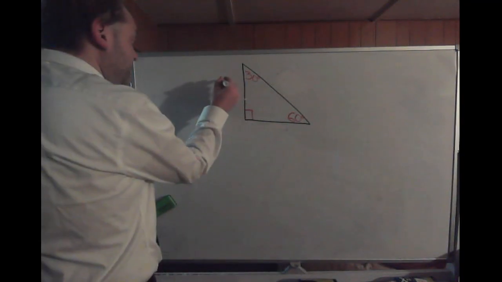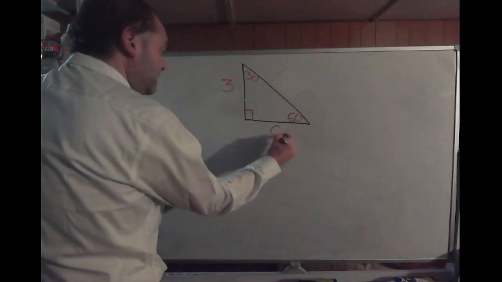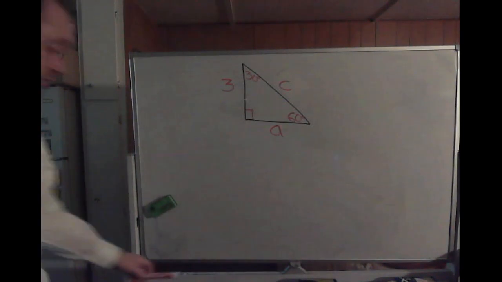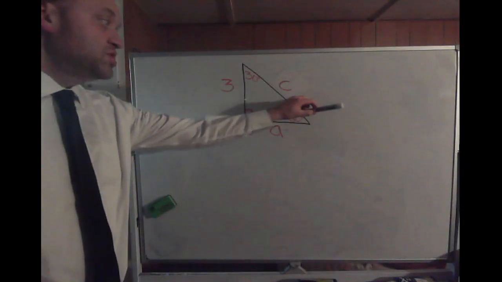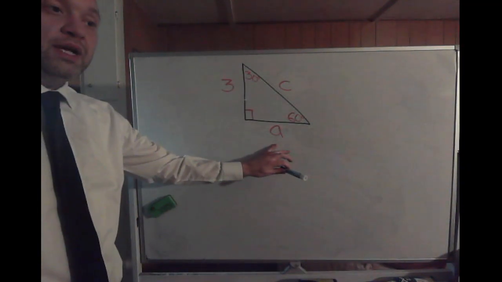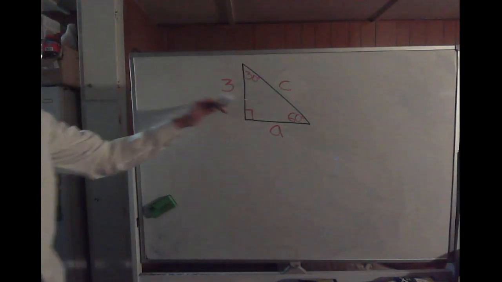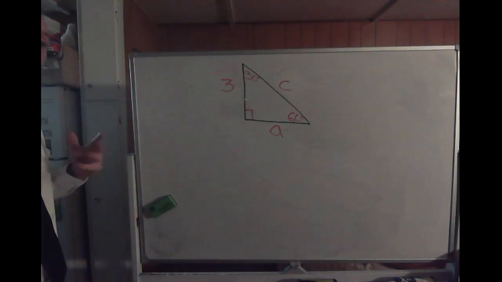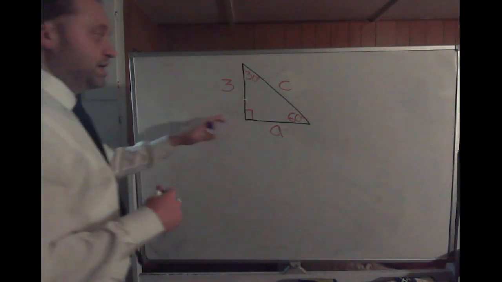So B has a length of 3. We don't know the length of A or C. So in this case, we don't know the length of the hypotenuse. We don't know the length of the shorter leg. But we do know the length of the longer leg across from the 60-degree angle. Again, always start with trying to find your shorter leg in these situations.